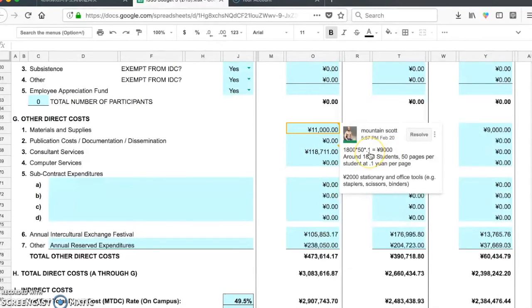The materials and supplies are based on 1,800 students times 50 pages per student at 0.1 yuan per page, and then an extra 2,000 yuan for odds and ends stationery and office tools, for example, staplers, scissors, and binders.